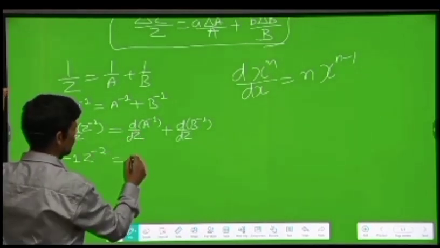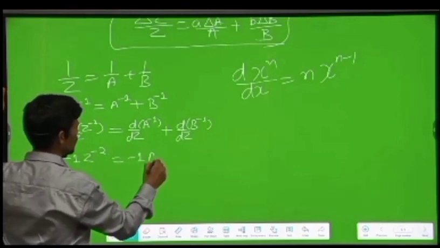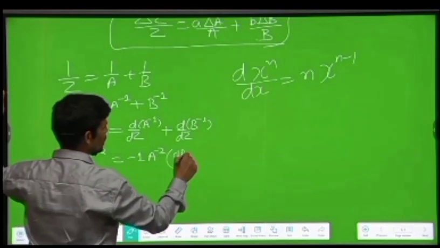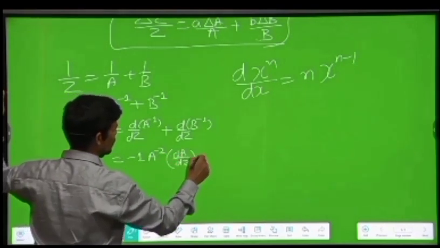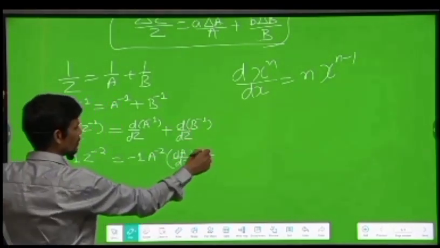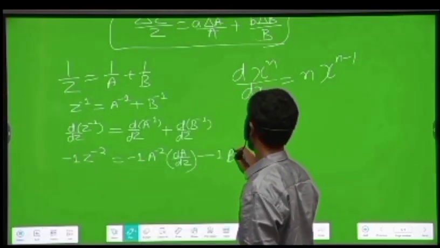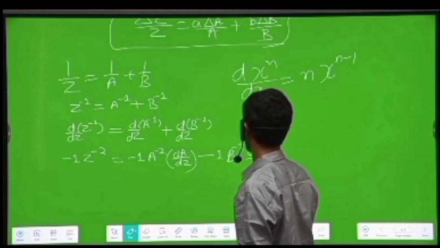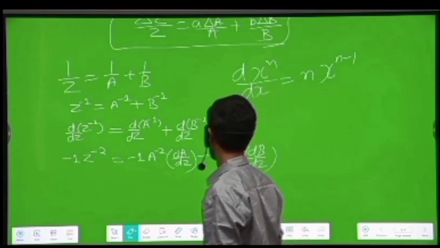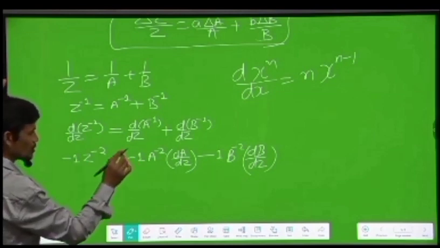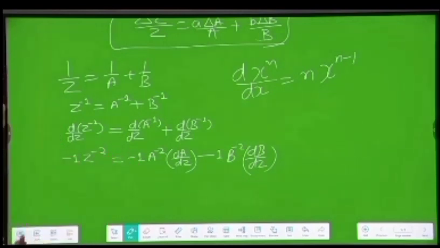And here it will be minus 1, then a to the power minus 2. But remember that formula, when variables are different, then it will be dA by dz. Then instead of plus, that will be minus 1, b to the power minus 2 dB by dz. Okay, and again we'll cross multiply z here, but before that minus will get cancelled. If it is not b, then still we would be taking its mod only.